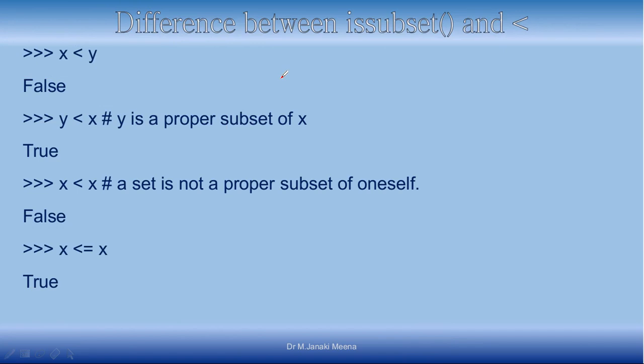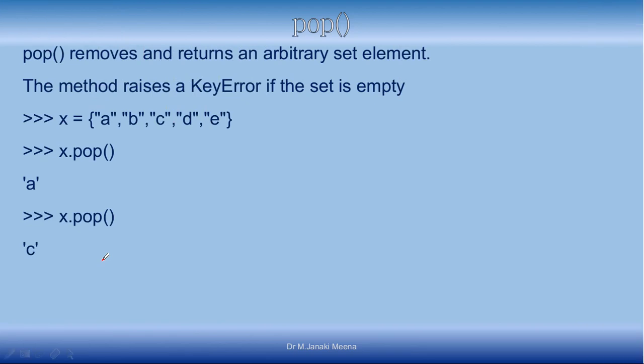And again, less than, we have already seen that it can be used for checking subset, and less than or equal to will be more flexible compared to less than. Less than will check whether it is a proper subset. So once again you can see X less than Y will be false, but Y less than X will be true, because Y is a proper subset of X, and X less than X is false because X is not a proper subset of X. But when I use less than or equal to, I will get true because both are the same.